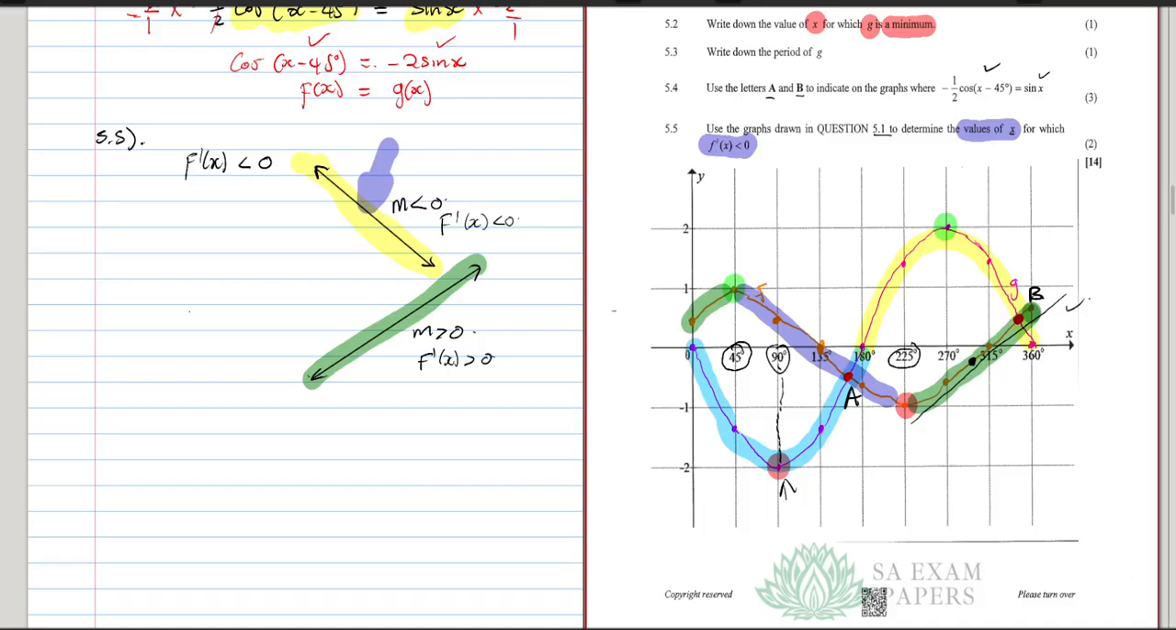At 225. So the answer for this is going to be x element of, where we exclude the 45 and exclude the 225 as well. It starts at 45, but the 45 is excluded, and ends at 225, but it is excluded. Why? Because at 45 and at 225 we get turning points, and a tangent has a zero gradient at a turning point. So the solution for 5.5 is x element of 45 degrees to 225.